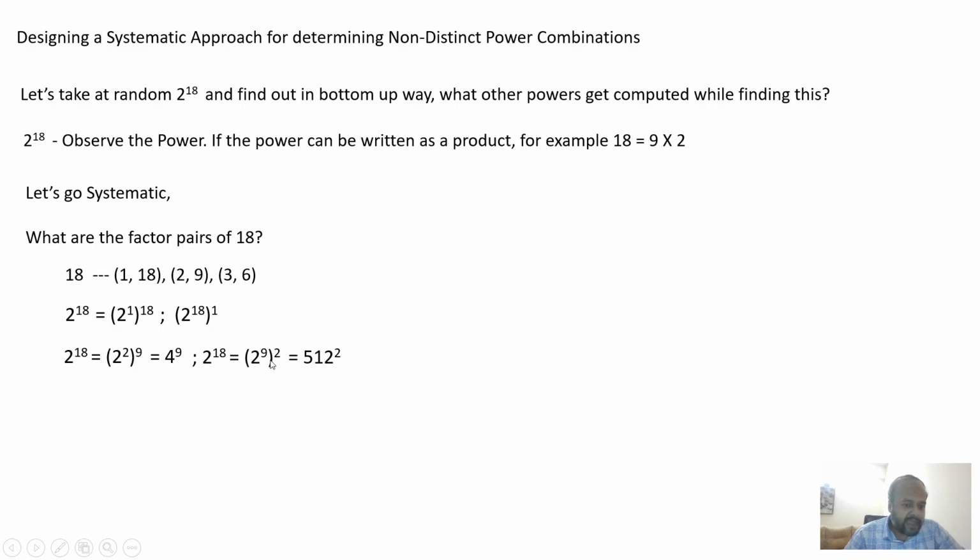And then again you swap it. 2 into 9 is 18 and 9 into 2 is also 18. So instead of 2 to the power 2 power 9, you write 2 to the power 9 power 2. 2 to the power 9 is 512, so 512 to the power 2 is actually the same value. It's a non-distinct power of 2 power 18. And go to the next factor pair, 3 comma 6. 2 power 18 can be written as 2 power 3 power 6, which is nothing but 8 power 6, and you swap it, 6 comma 3.